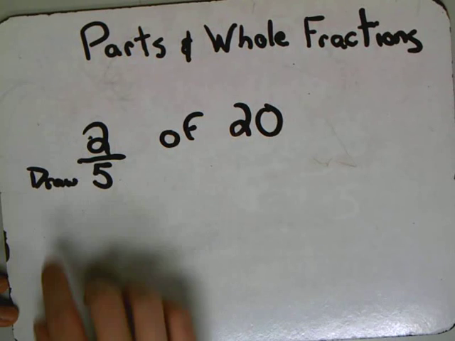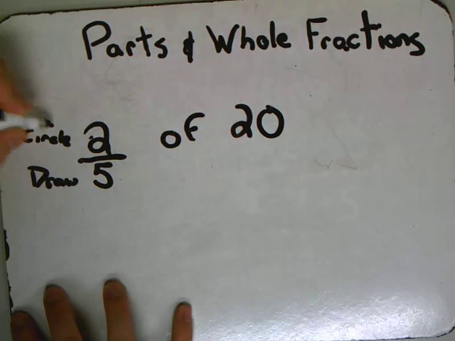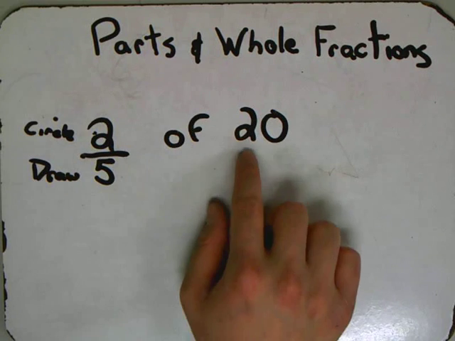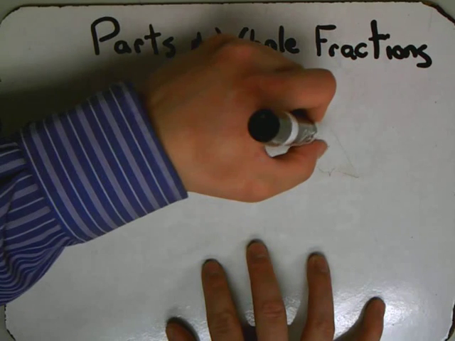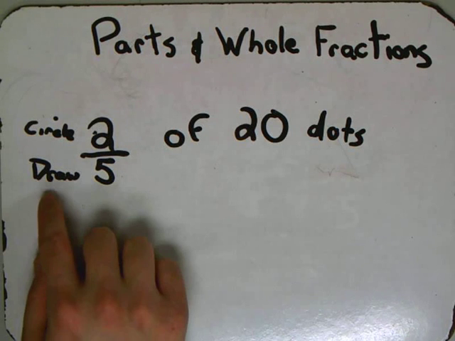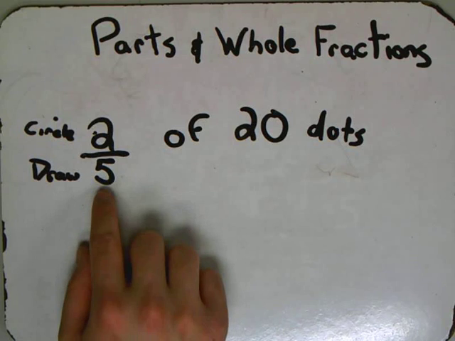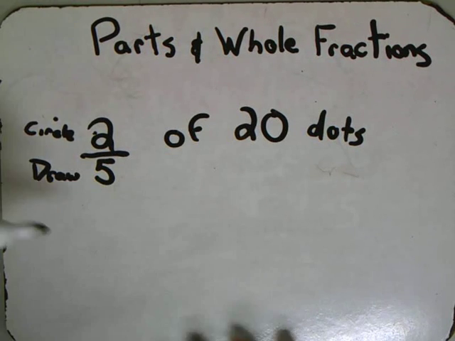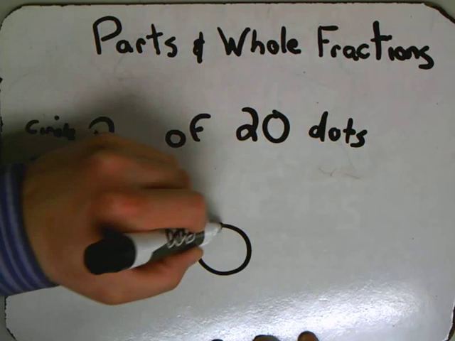Alright, now you could write the word circle next to the 2. And now you have circle next to your numerator. And then with 20, I want you to write dots. Alright, so we now have draw, dots, and circle. The first thing I need you to do is draw 5 circles, because that's what our denominator tells us to do.